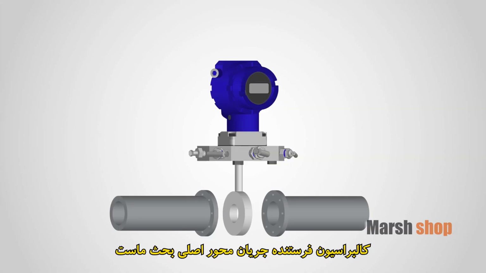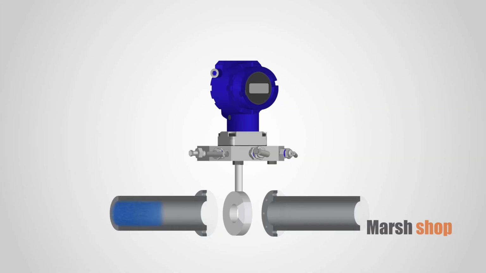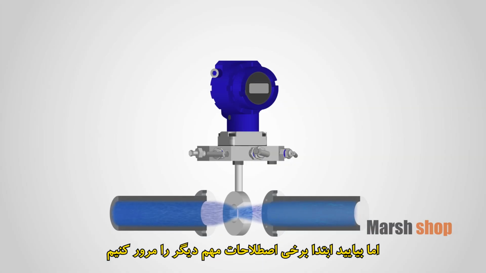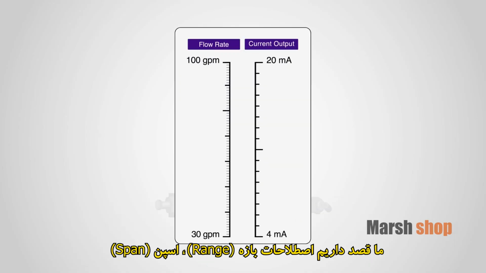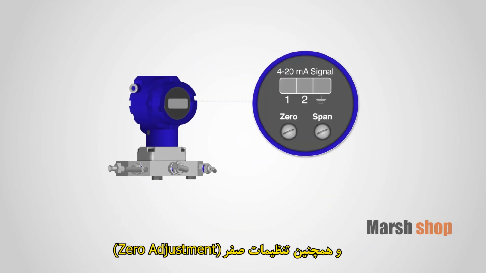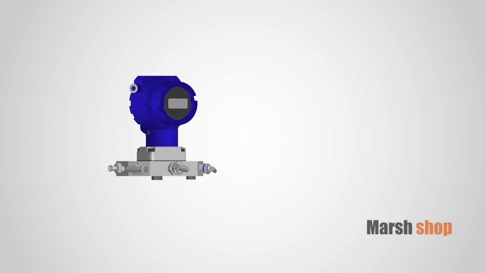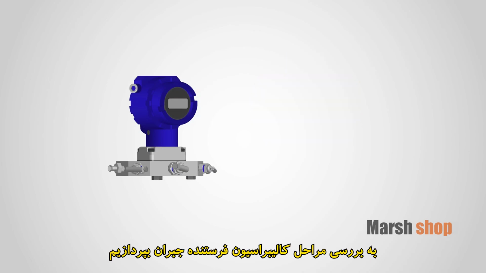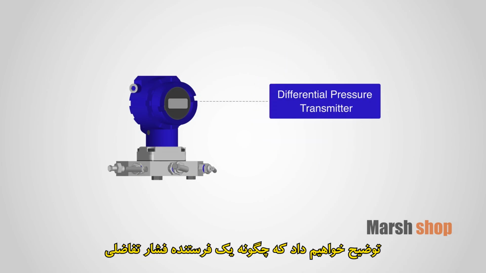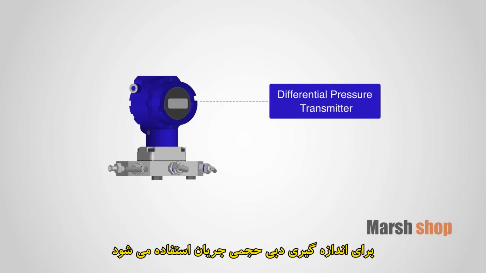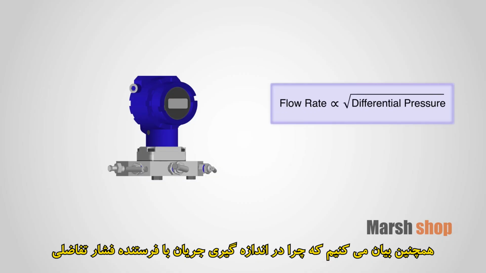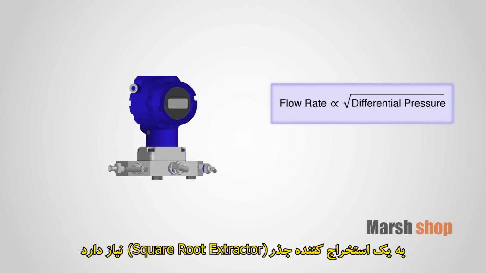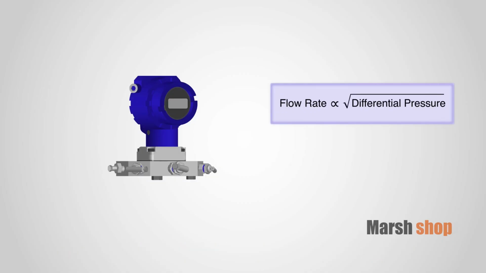Flow transmitter calibration is the focus of our discussion, but let's review some other important terms first. We're going to define the terms range and span and zero and span adjustments. After that, we are going to explain how a differential pressure transmitter is used to measure the volumetric flow rate, and explain why a square root extractor is needed in differential pressure transmitter flow measurements.